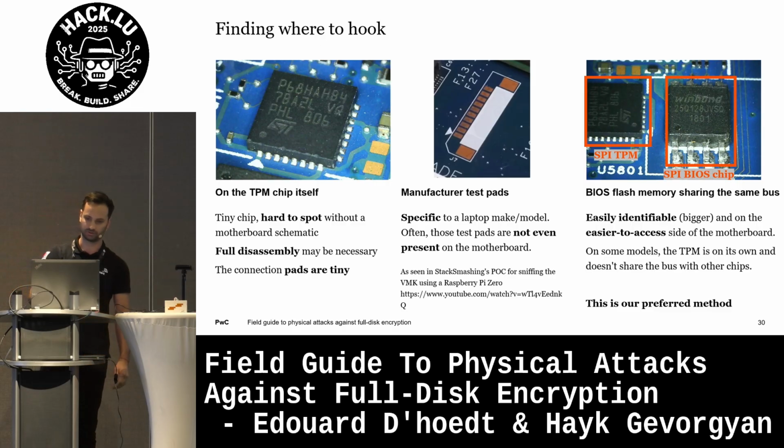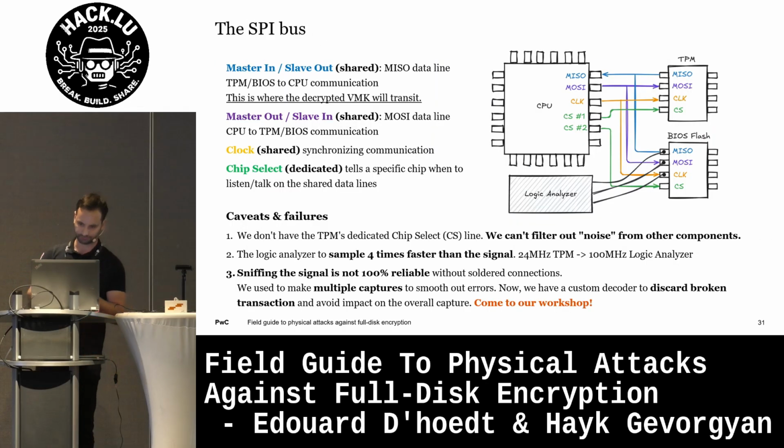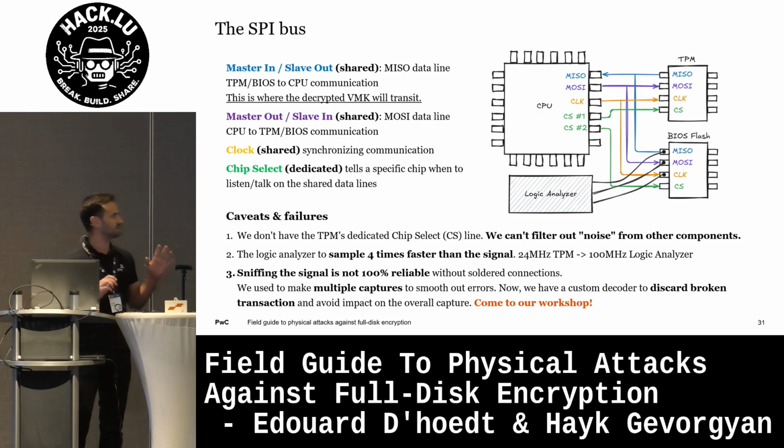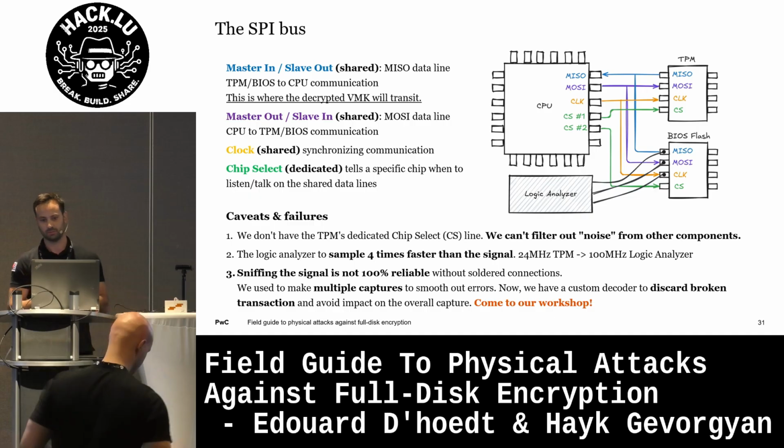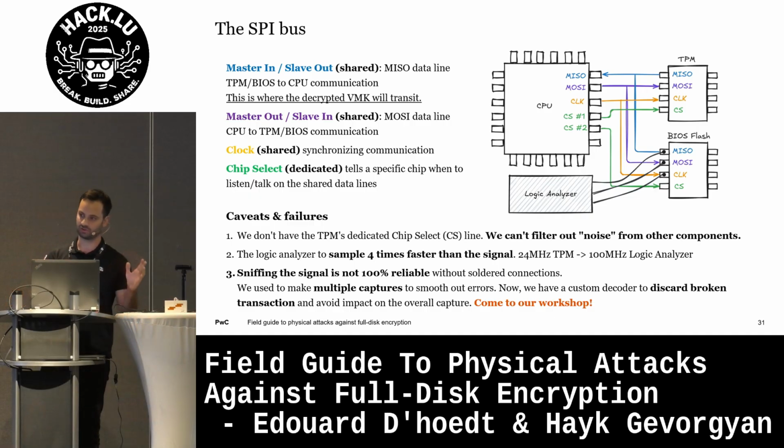So why on the BIOS? We are talking about TPM, but the thing to know is the SPI bus has three shared lines: MISO, MOSI, and clock, and one dedicated line, which is the chip select. The chip select says, hey, I'm talking, so it flips a state up. When the TPM is talking, its chip select will trigger, and vice versa. But if we don't have the chip select and we plug on the BIOS, we take all of the shared lines, we will see all the traffic, TPM traffic and BIOS traffic. We cannot filter it out because we don't have the chip select, which is on the, let's say, bad side of the motherboard.